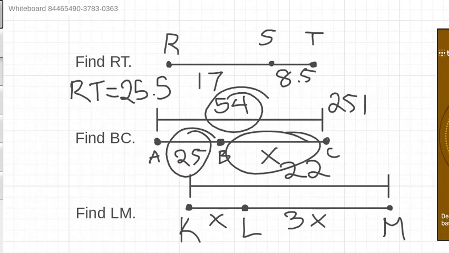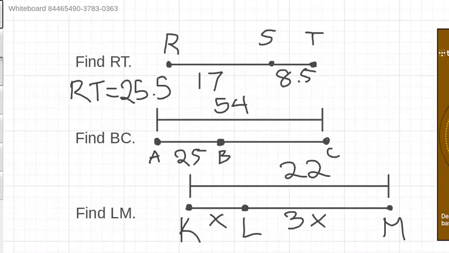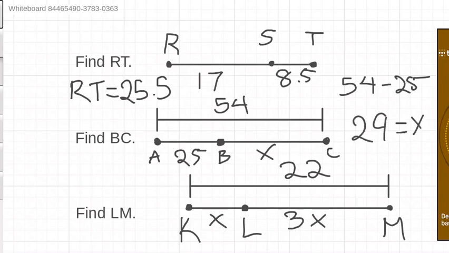But another thing people do is they say, okay, well, I have the value of 25 and I have the value of 54, but X is what is missing. So I'm just going to subtract 54 and 25. You can do it that way too, because that's what happens when people get the hang of it. They just know immediately what to do. So 54 minus 25 is 29. So BC is equal to 29.